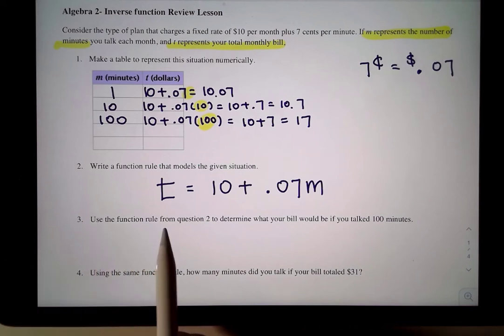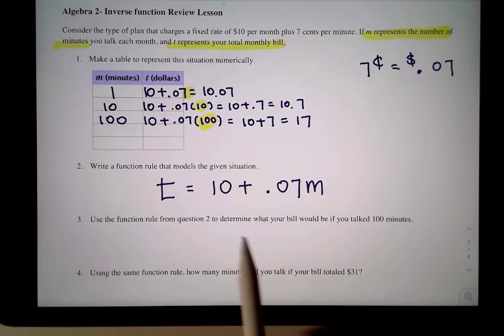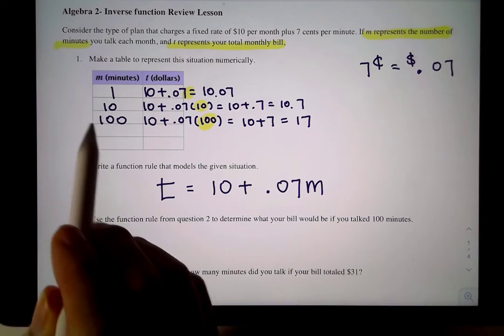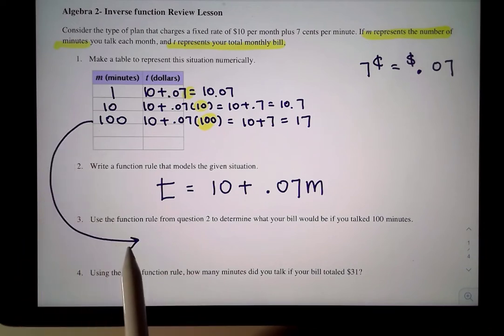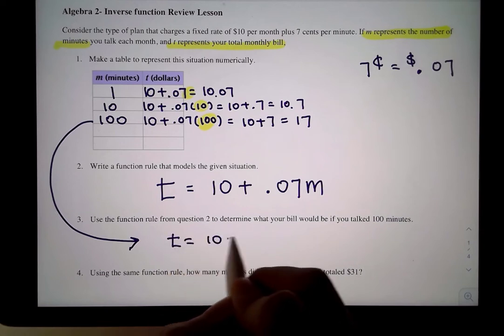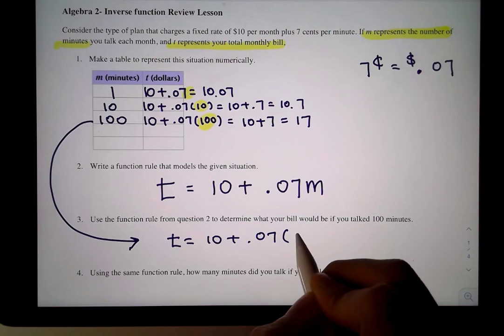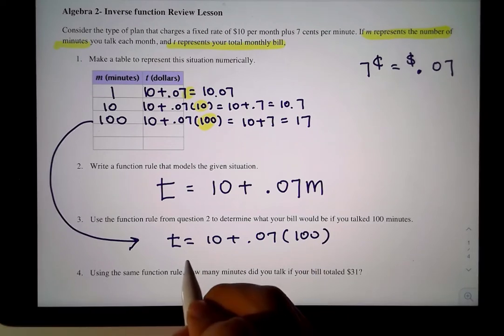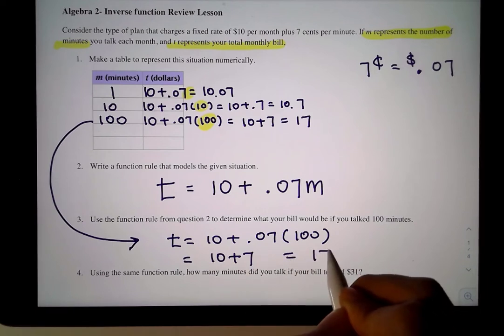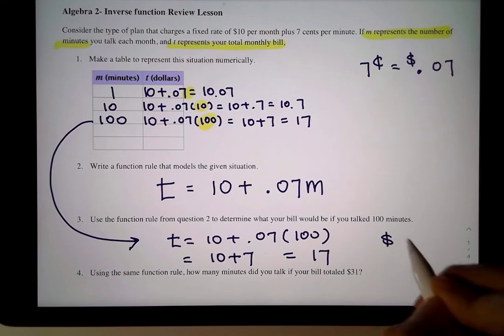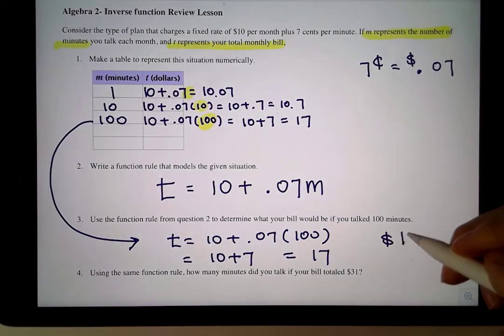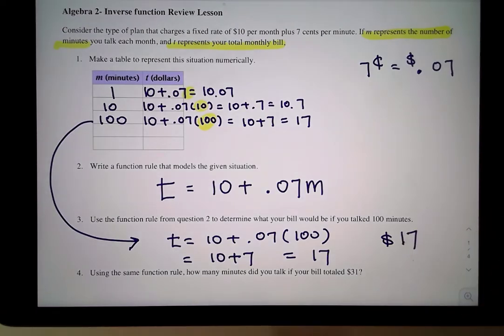So use the function rule from question 2. We got the function rule. Determine what your bill would be if you talked 100 minutes. Oh, we already got it here. So for 100 minutes, how much do you pay? $17, because T equals 10 plus 0.07 times 100, right? So you get 10 plus 7. I'm just doing the same work again. So 17. So the money will be $17.